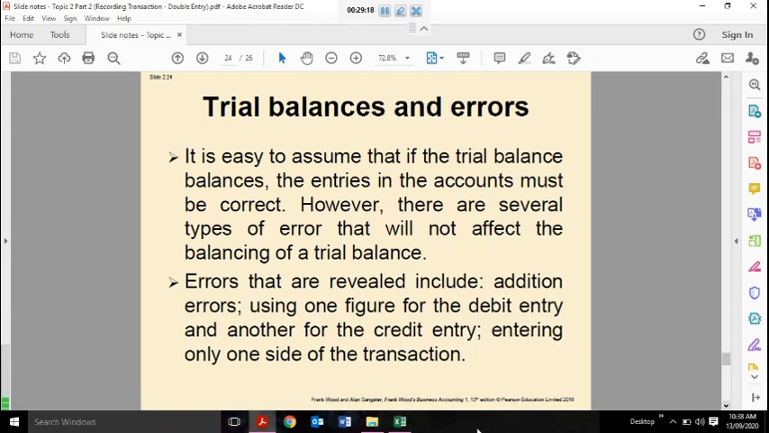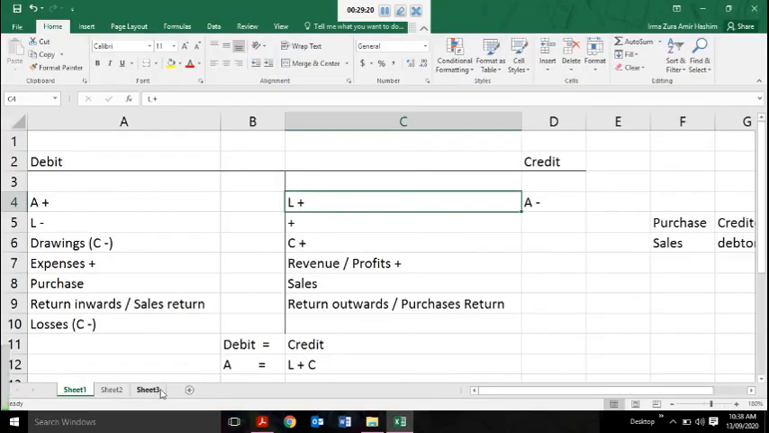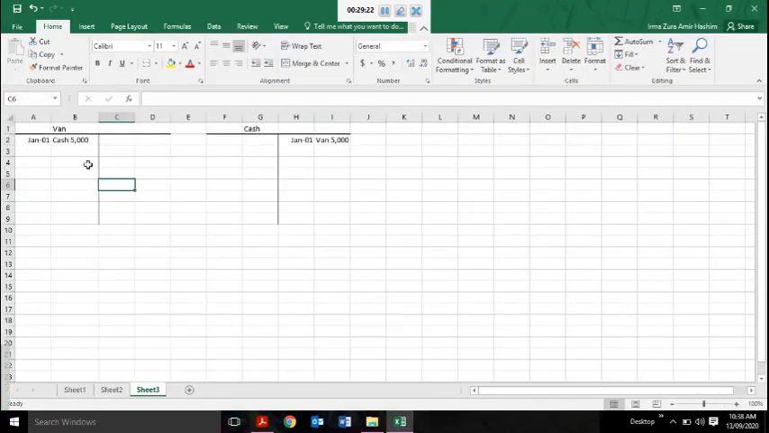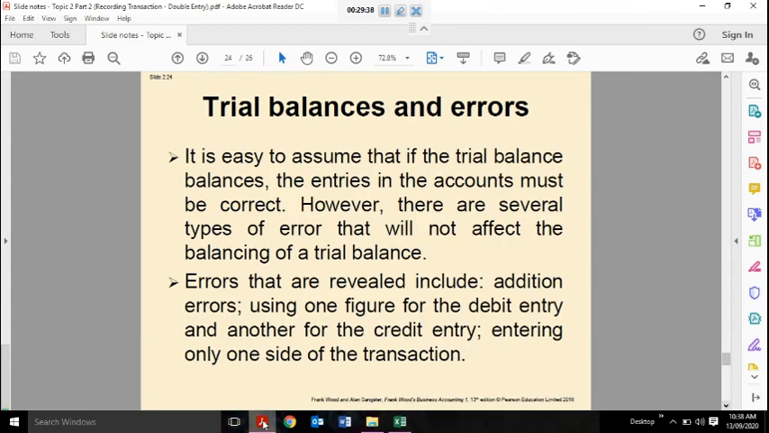You purchase a van using cash just now, and you record it wrongly. Let's say van here is credit, cash here is debit. When you balance all the accounts and prepare the trial balance, it still gives you the same amount, because you apply the debit and credit concept. That is one of the drawbacks, whereby there's still an error.